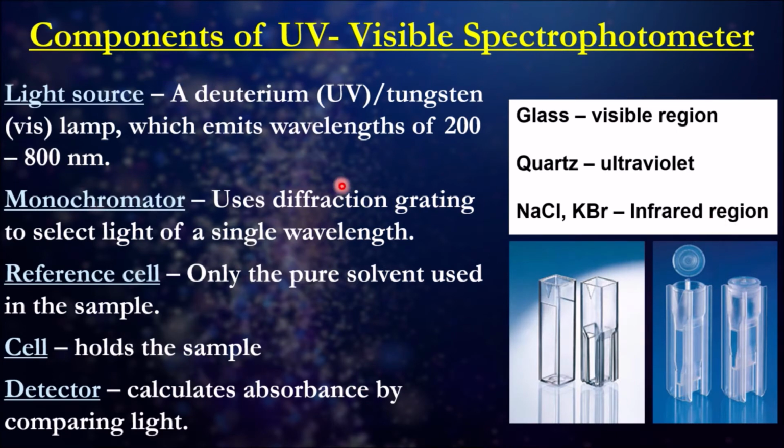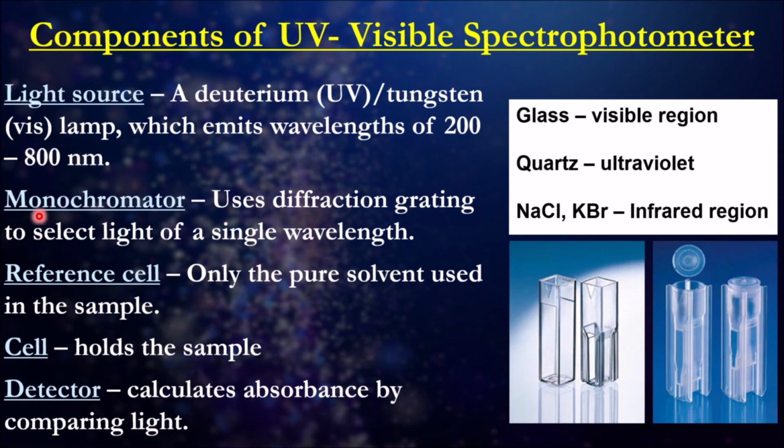So if we look at the different components, we have the light source that's made out of deuterium, which gives the ultraviolet spectra of light coming through. We have tungsten, which gives the visible spectra of light. So that gives you a nice range of 200 to 800 nanometers.